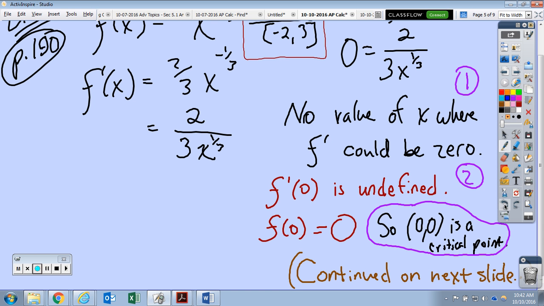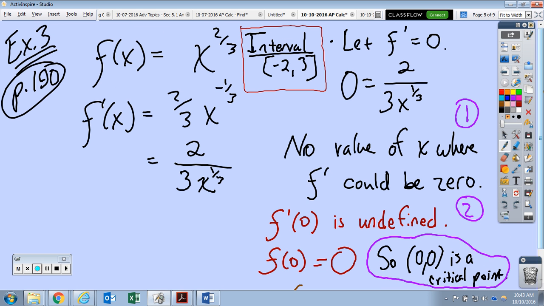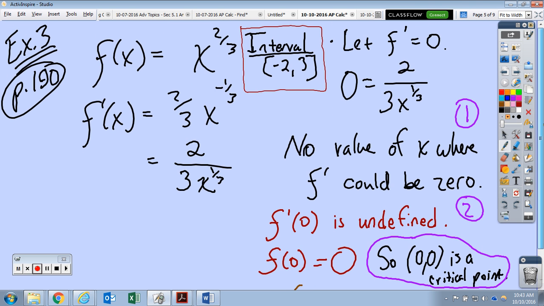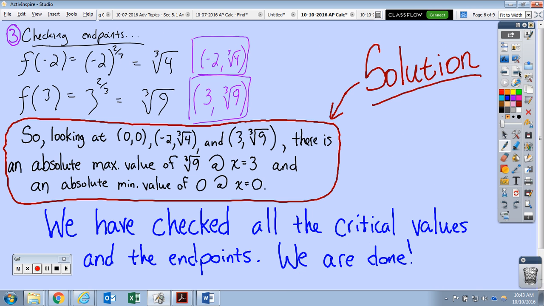Well, that could be one, but then the last thing we have to test, and let's continue on the next slide, are the endpoints. They specify this interval in example 3 on page 190, the interval -2 to 3. So now let's actually do -2 and 3. f of -2 gives you a value of the function of cube root of 4. f of 3 gives you a value of cube root of 9.